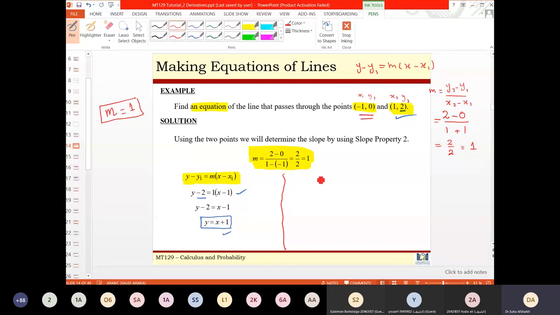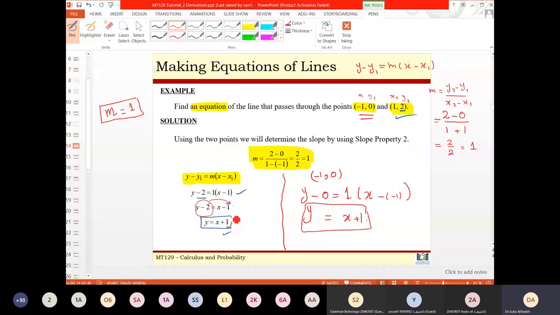If I use this point, minus 1 and 0, so y minus y1, which is 0, equals m, and the m is 1 here. No need to write it as an m. The m is 1, times x minus 1. So y equals x plus 1. The same, right? It's the same. The minus 2 comes to the other hand side as plus 2. Plus 2 minus 1 is plus 1.